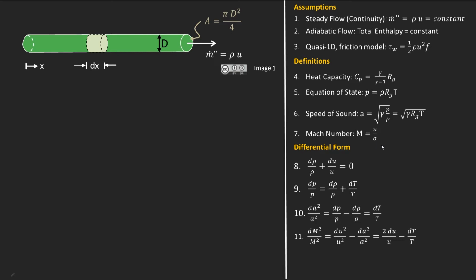Once we have these assumptions listed and the definitions written out, we can develop some useful differential forms of these equations which we'll use in the development of the mathematical model. In order to do that, let's first take the mass continuity, or the mass flux equals constant equation, in which we have rho u equals constant. Let's take a logarithm of this entire equation and then differentiate it to get d rho over rho plus du over u equals 0. Similarly, if we take the equation of state P equals rho R T, take a logarithm of it and differentiate it, we'll get dP over P equals d rho over rho plus dT over T.